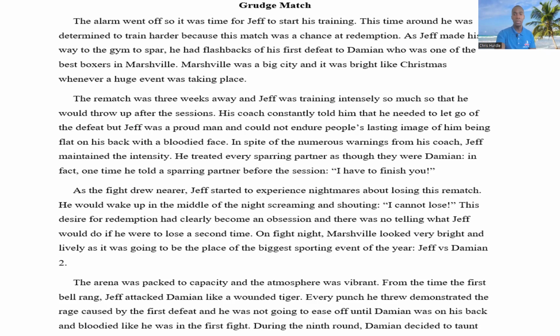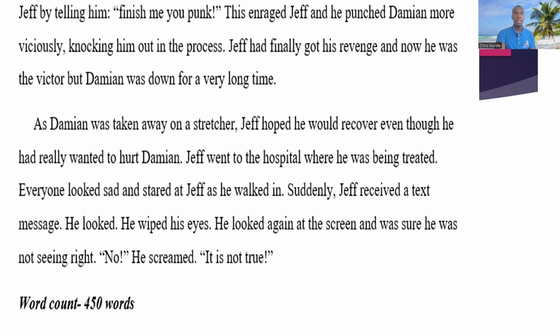During the ninth round, Damien decided to taunt Jeff by telling him, "Finish me, you punk." This enraged Jeff, and he punched Damien more viciously, knocking him out in the process. Jeff had finally got his revenge, and now he was the victor, but Damien was down for a very long time. So in that paragraph, we see the climax.